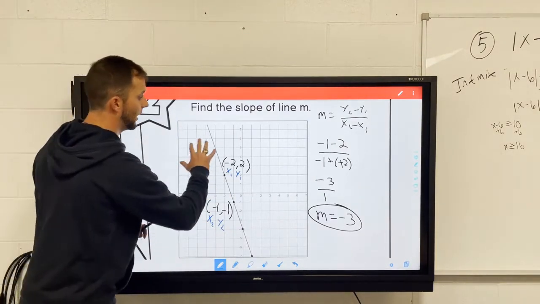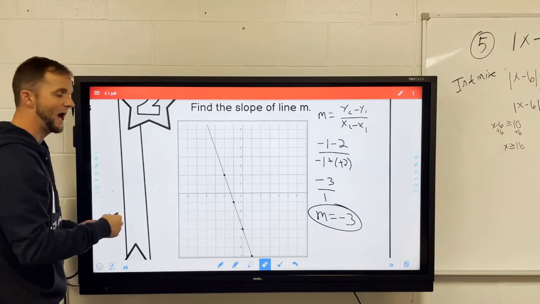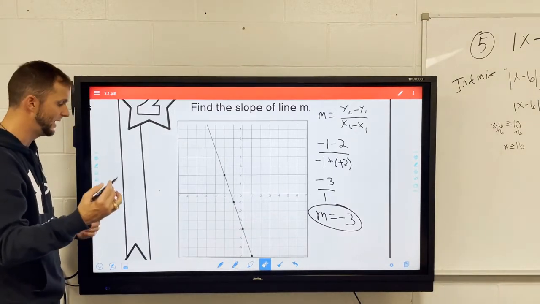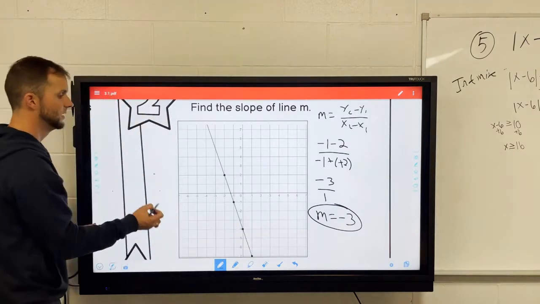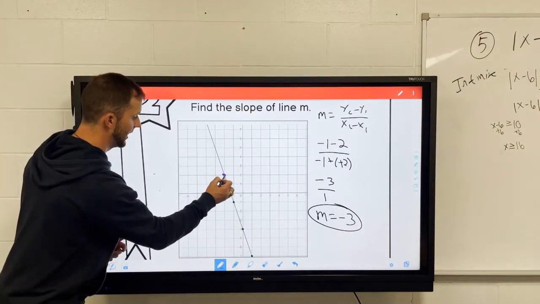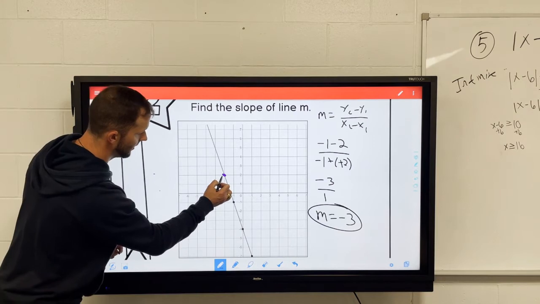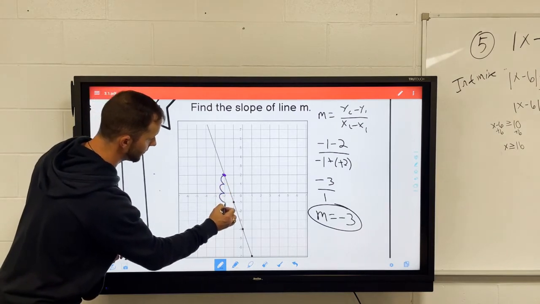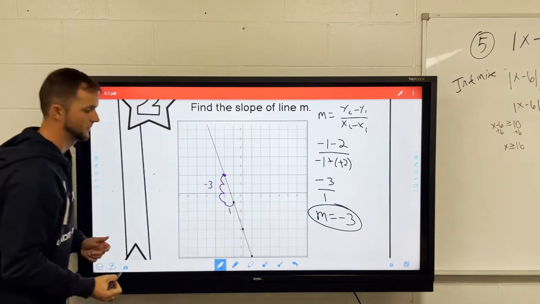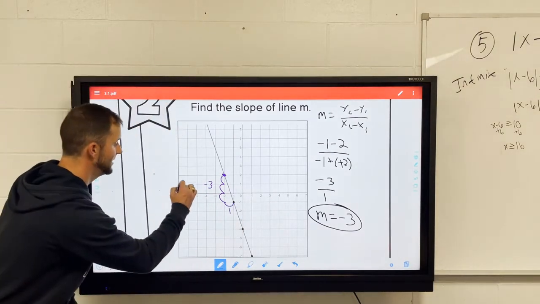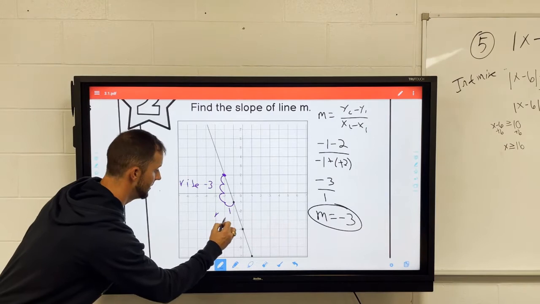So now, a quicker way is if you have a graph, you can actually count and go ahead and get your rise over run that way. So let me get a different color so we can see this. So let me start at this point, and I'm going to count to this point. So I'm going 1, 2, 3 down, and then I'm going 1 over to that point. So that's going to be rise. This is going to be my run.